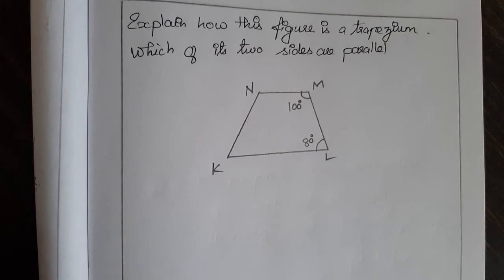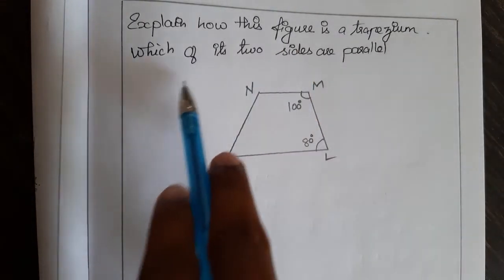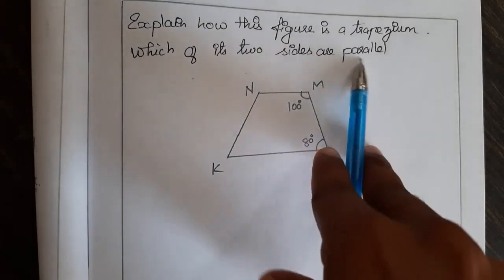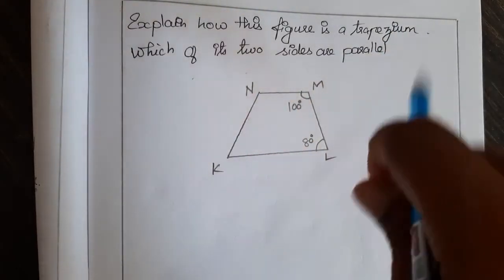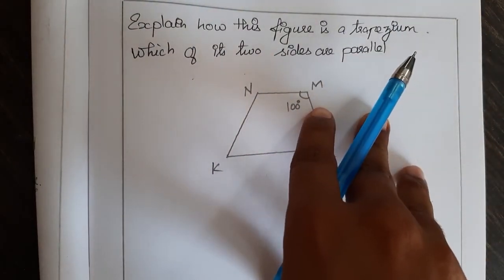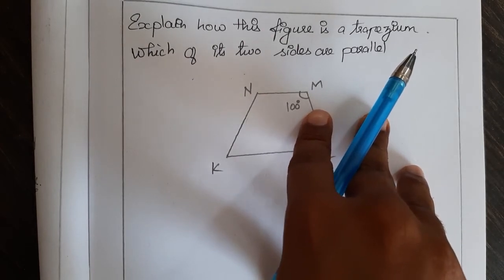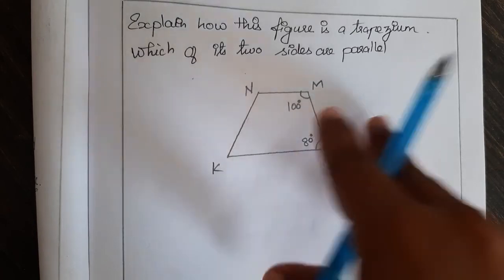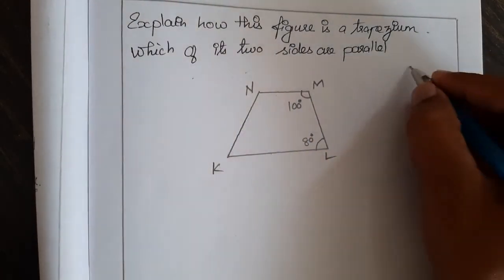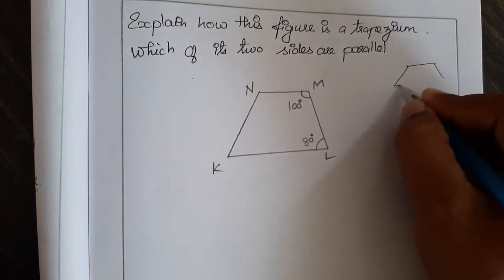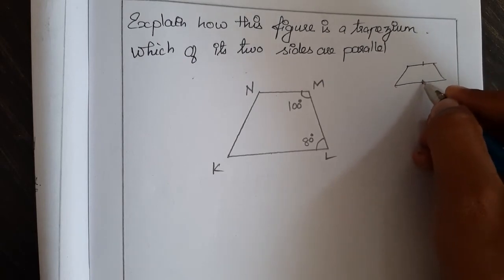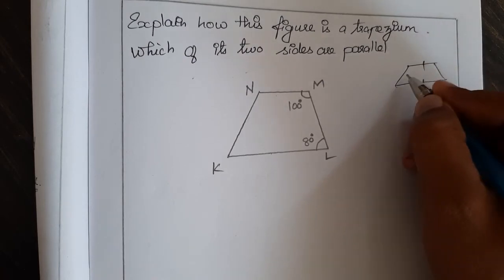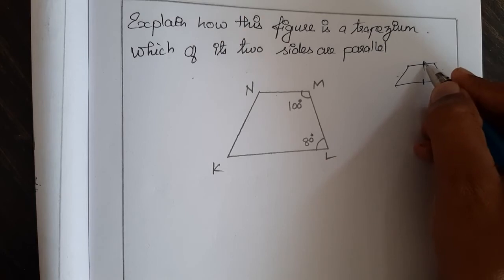So here we go for the final problem. Explain how this figure is a trapezium. Which two sides are parallel? A trapezium is a quadrilateral in which only one pair of opposite sides are parallel. That is what we consider an actual trapezium. Only one pair of sides will be parallel, and the other pair is not parallel.